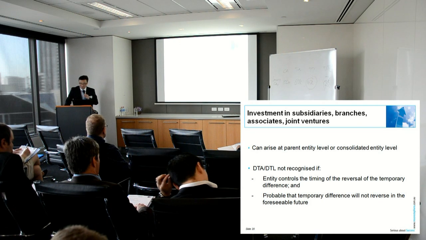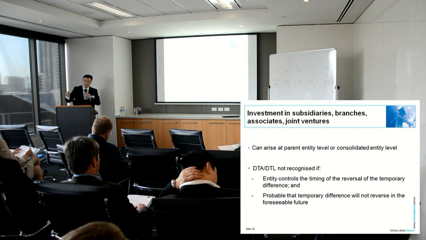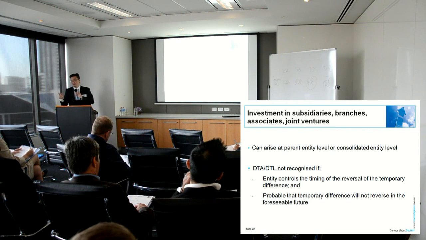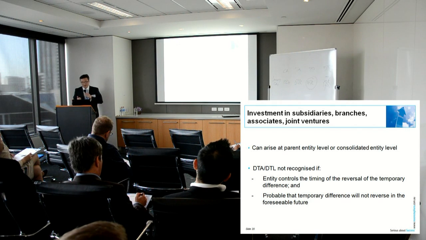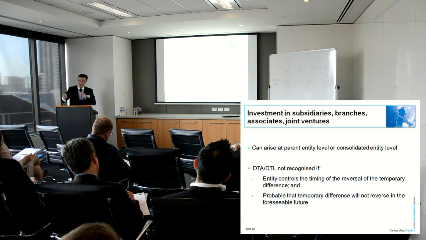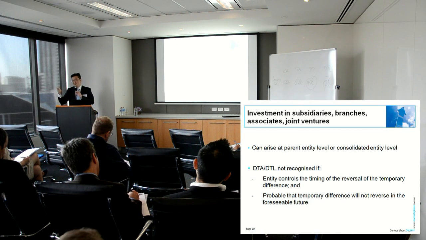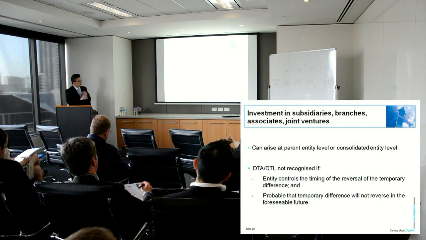So what we think that means is that you control the dividend policies of that investment. Okay, you have input into the temporary difference. You have the input into the dividend policies of that investment, and two, you control when you're going to sell that investment. So that's what the first bullet point means.